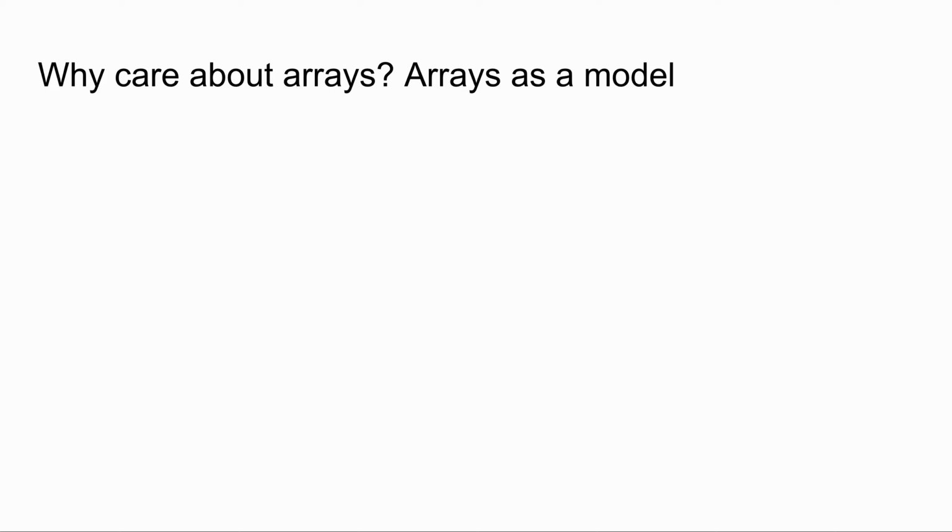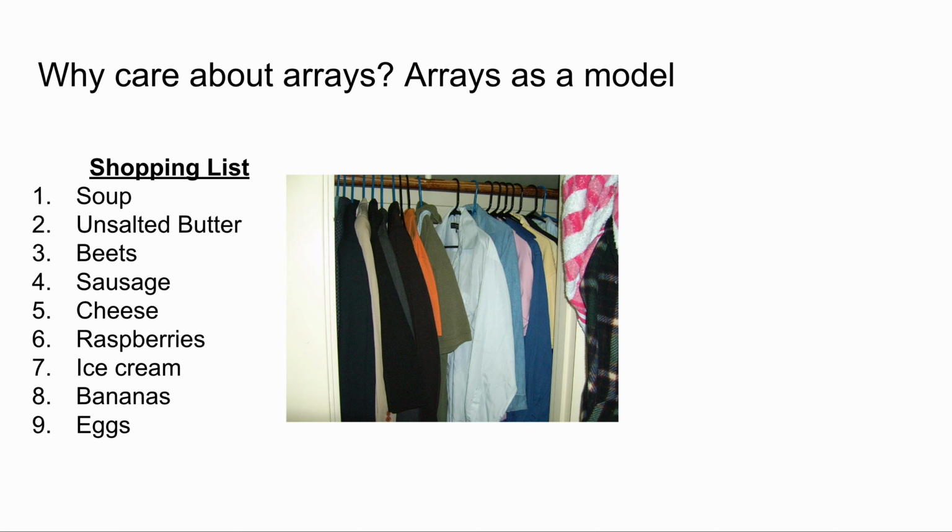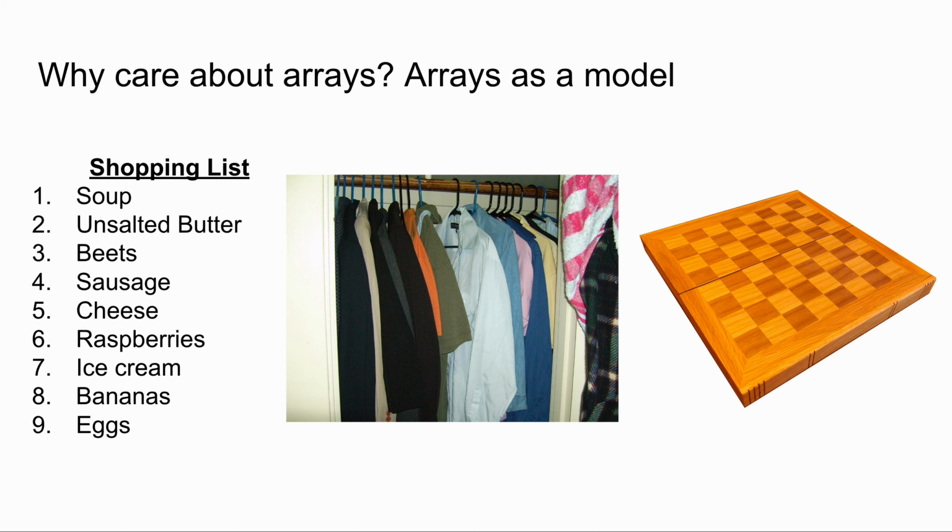One reason is that arrays can model a lot of things we care about in real life, such as student grades. In general, anything that is some sort of list can be modeled as an array. Some other examples include a shopping list or a closet of clothes. We can also have arrays inside other arrays, sometimes known as 2D arrays, and we can use these to model grids, such as a chessboard.